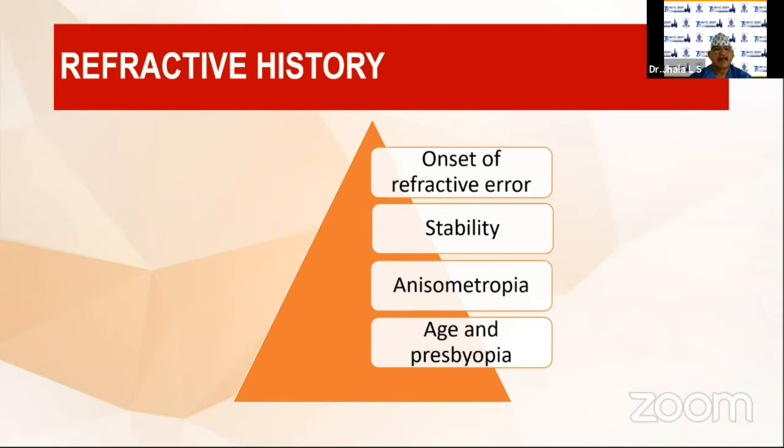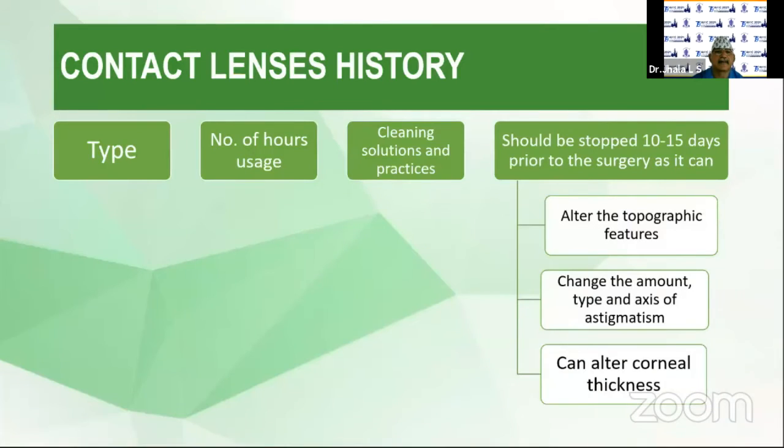Now coming to the refractive history, we would ask about the onset of the refractive errors, how long he has been using the glasses, whether they have been stable for the past year or so, or whether there is any history of anisometropia. What is the patient's age, whether he is of presbyopic age or a young patient?